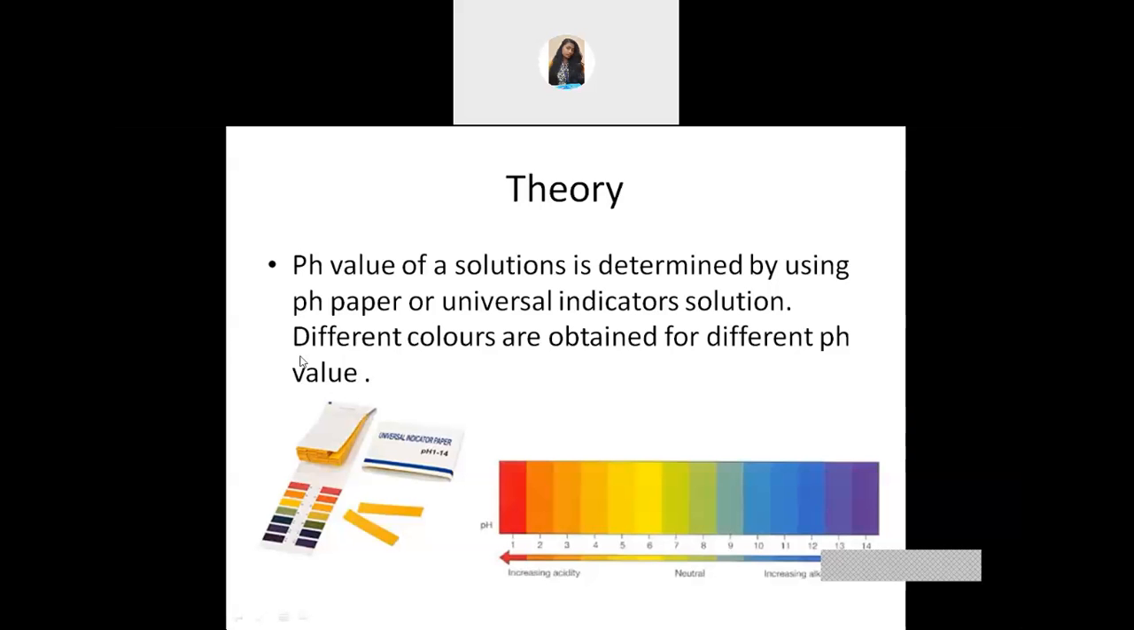Here, one point: different colors are obtained for different pH values. So, understand why different colors are obtained for different pH values.